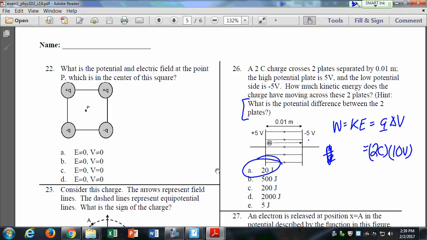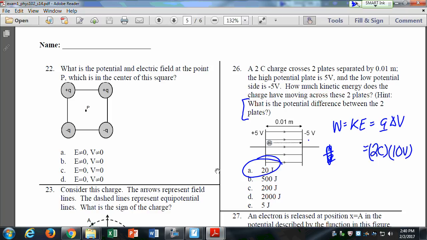If we had a negative 2 coulomb charge, would we have to add the negative 2 into the equation? No, because kinetic energy is a scalar quantity. It would still get the same amount of energy. And there are no negatives. Well, I wouldn't get any negatives.